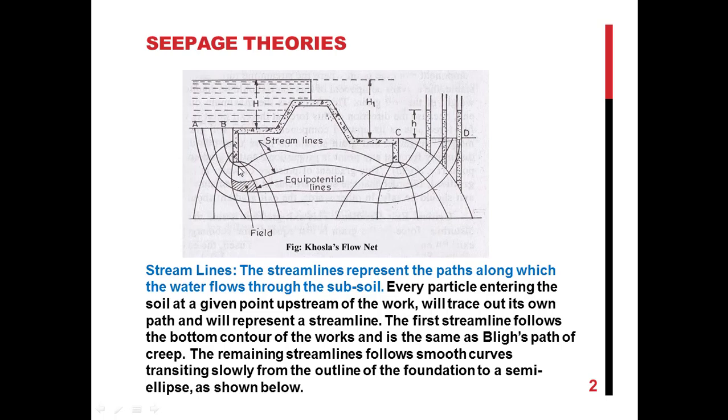So the first one moves along the contour of the structure, following Bleek's path of creep, while the remaining follow smooth curves, transitioning slowly from the outline of the foundation of the structure into a semi-elliptical shape as shown. The space between streamlines and equipotential lines is called a field.